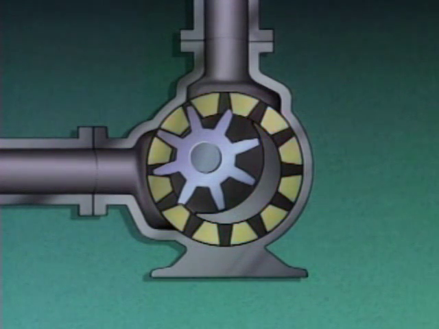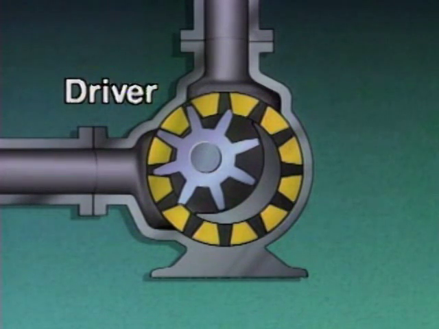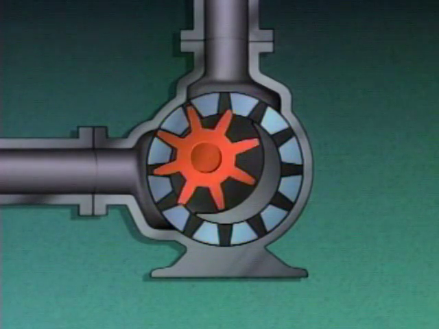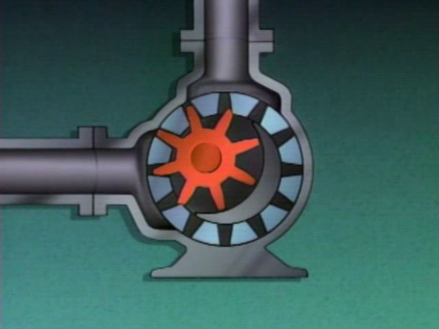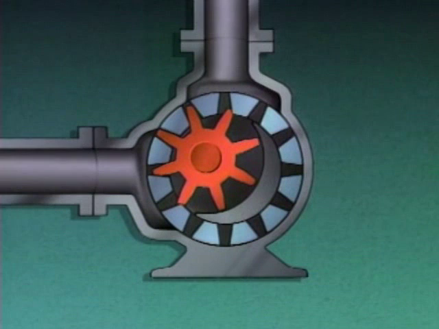On this pump, the outside gear is rotated by the pump's driver, so it's the power or driver gear. The inside gear moves because its teeth are meshed with the teeth of the driver gear, so it's the idler gear. But keep in mind that on some internal gear pumps, the inside gear is the driver and the outside gear is the idler.